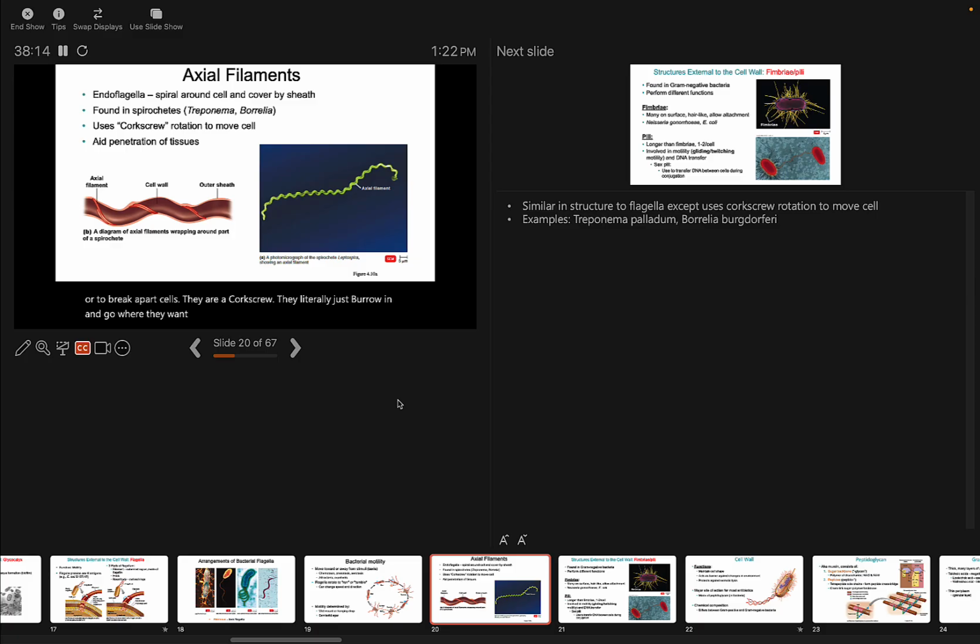So that evolutionary mechanism of keeping those flagella on the inside, one, protects them from being recognized by the immune system, and two, allows them to have a reduced genome. They don't have to make any fancy enzymes, and they can still do the same thing, burrow in and cause an infection.